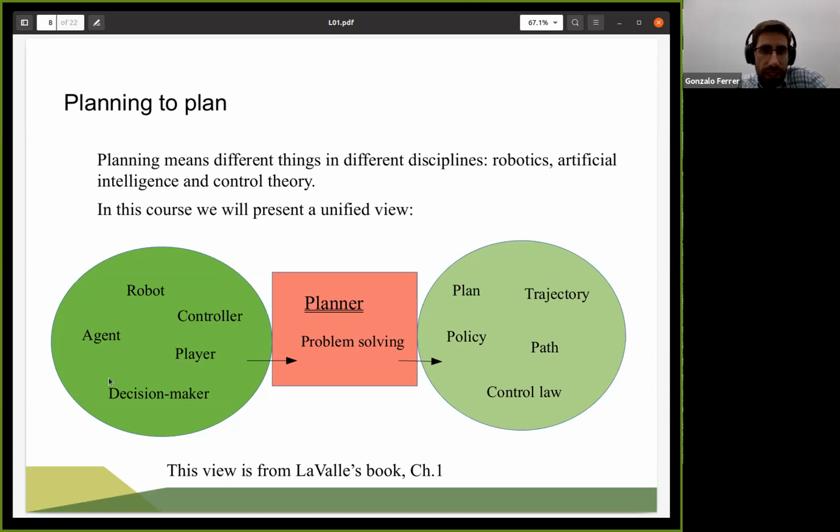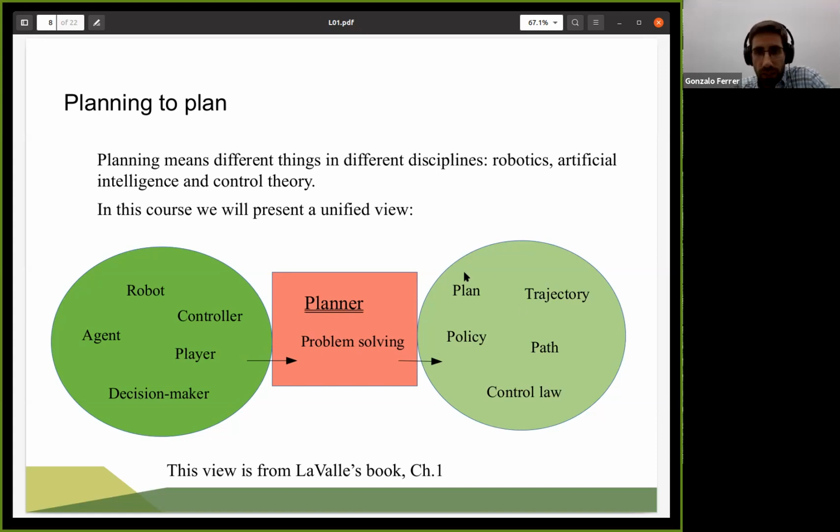So in this circle, it's all elements that we consider agents: robot, controller, player, decision maker, right? All of these are synonyms, so they are referring to the same thing. Usually in this course, we will refer to agents or robots, whatever you prefer. Then we have a planner, right? The planner is our algorithm or problem solving. It's our algorithm that is going to give us the solution.